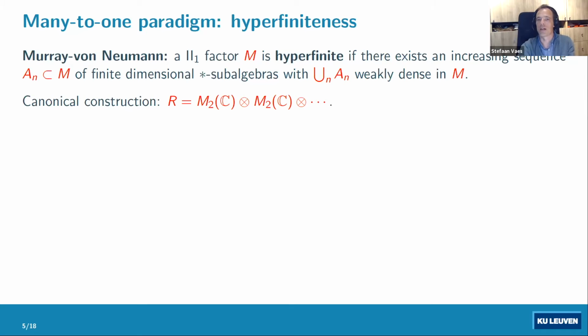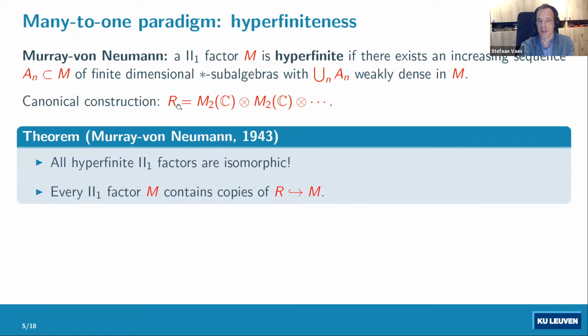And the canonical construction of such a hyperfinite II_1 factor is given by taking an infinite tensor product where you at each step take a tensor product with 2 by 2 matrices. And at each stage, of course, there is a unique tracial state. So there is also a unique tracial state on the algebraic direct limit that you can complete. And what you get is the Murray-von Neumann hyperfinite II_1 factor. Now, the first surprising classification result is that any hyperfinite II_1 factor is isomorphic to this specific one, R.